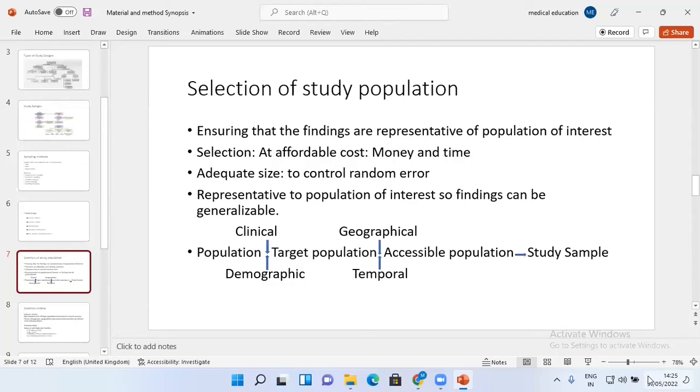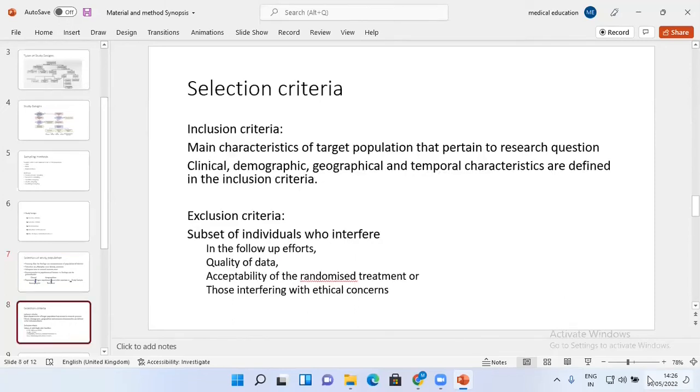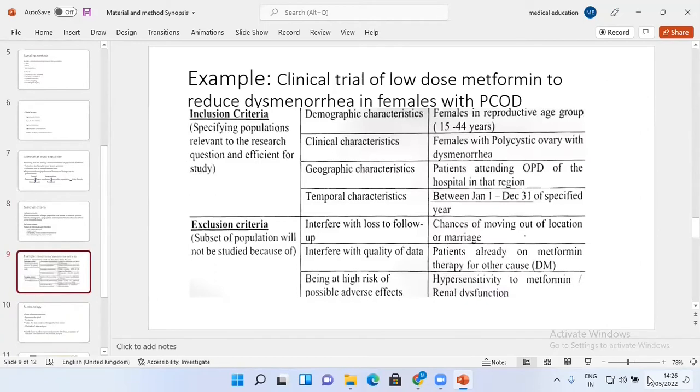From the entire population, you have to define the clinical and demographic points which will help you arrive at a target population. From the target population, based on geographical and temporal factors, you will find the accessible population, and from that accessible population you derive your study sample. So that was about the inclusion criteria. I will give you in the next slide an example of how you are going to select the patients. So let us do it right now itself.